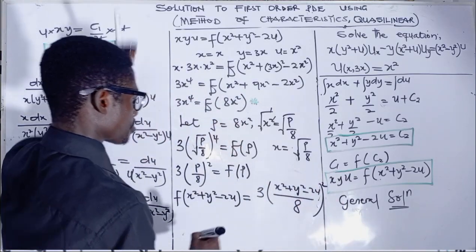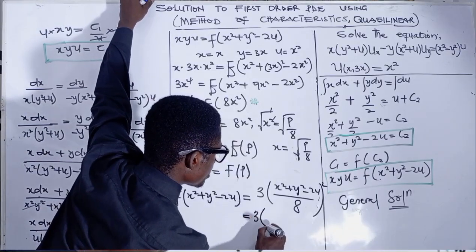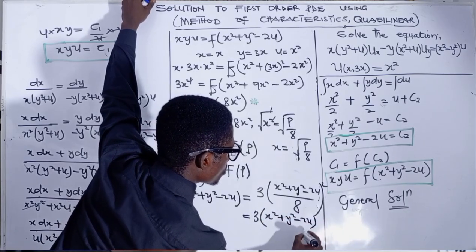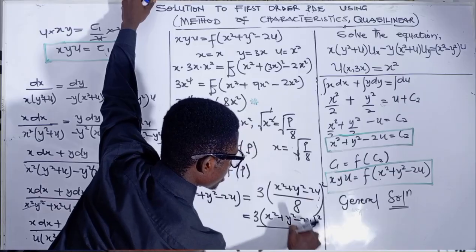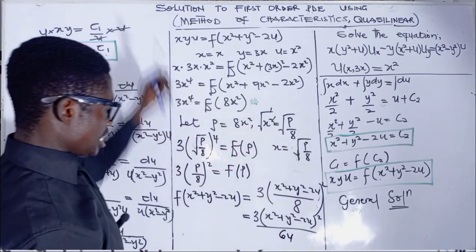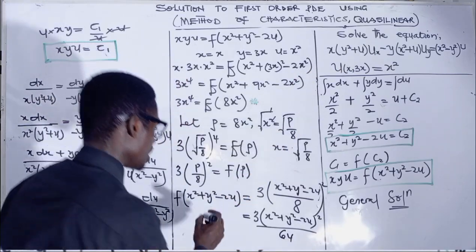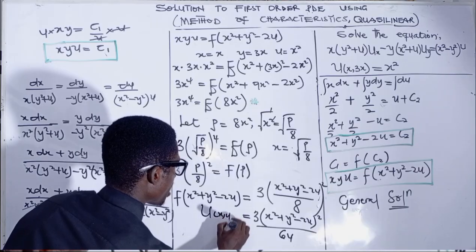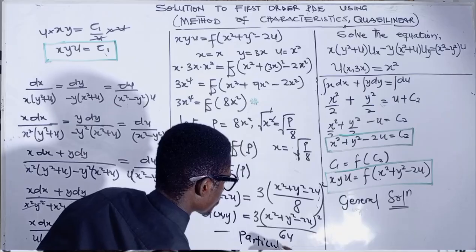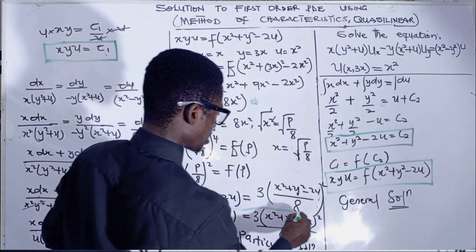Now with this, we can write it as 3, and then we have x squared plus y squared minus 2u all raised to the power 2, and all of it is over 64, because 8 times 8 will give us 64. Therefore, the particular solution to this quasilinear PDE is u of x comma y equal to that. So this becomes our particular solution. Very, very easy and simple.